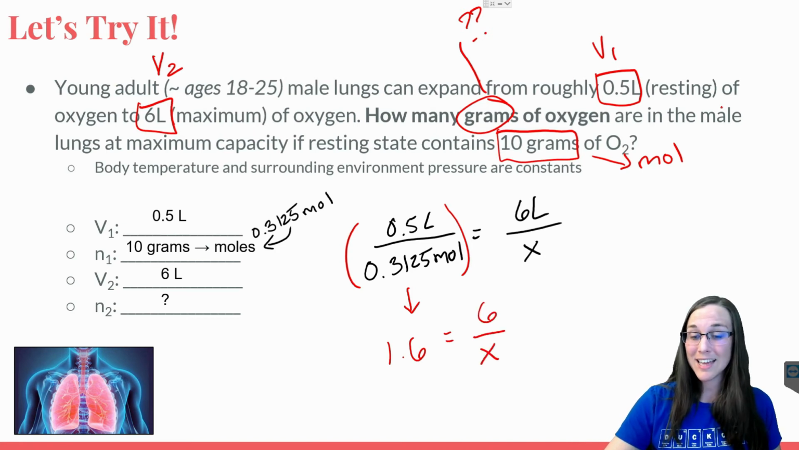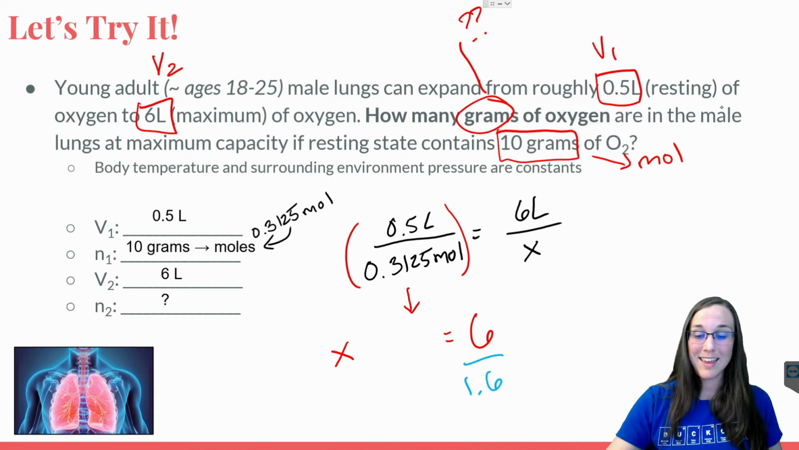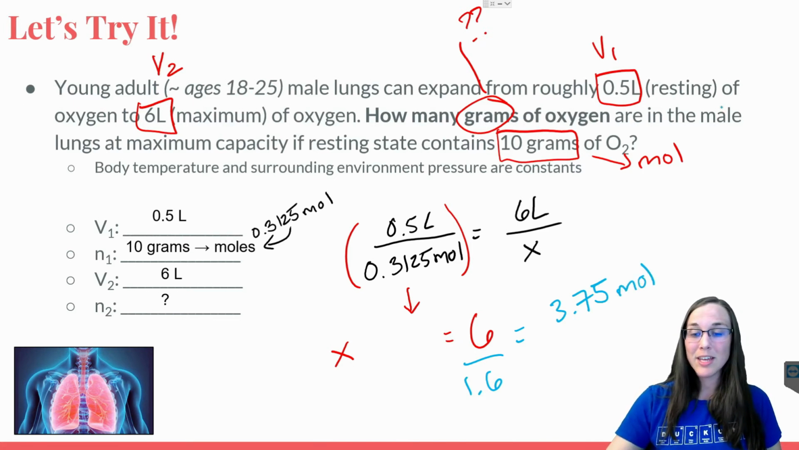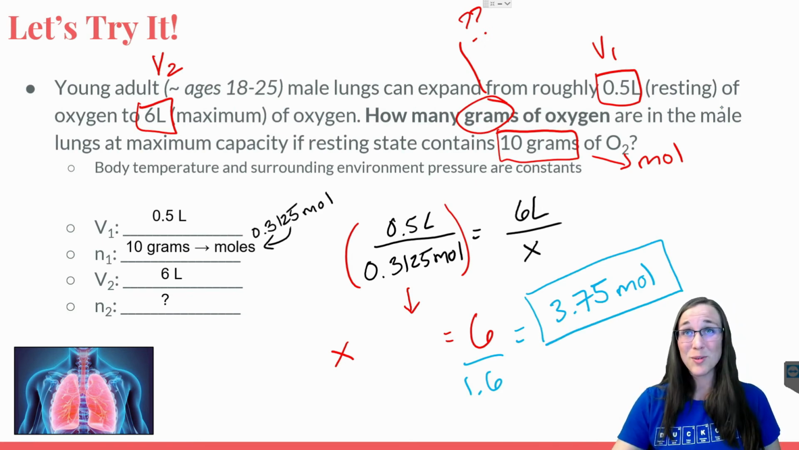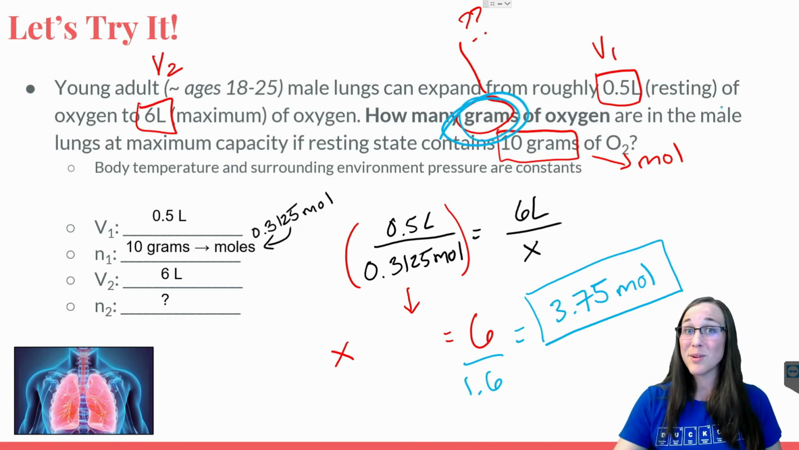In order to get X out of the denominator, I'm going to multiply it by both sides. And now, of course, to get X alone, I need to divide off the 1.6 from both sides. And now we can clearly see that X is equal to 3.75 moles. So at max capacity, a young male can hold 3.75 moles of oxygen in their lungs. However, let's go back and make sure we actually answered the question. It's asking for grams. Well, looks like we need another magical line to freedom.